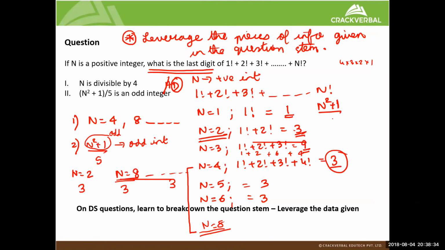So n square plus 1 by 5 is odd, right? If you divide any number by 5 and you need to get an odd integer, this entire n square plus 1 has to be odd, no? Because 15 by 5 can only give me an odd, or 25 by 5 can only give me an odd, isn't it? I can't have a 10 by 5 to give me an odd. So I'm just saying, for n square plus 1 divided by 5 to give me an odd, n square plus 1 has to be odd. The numerator has to be odd.